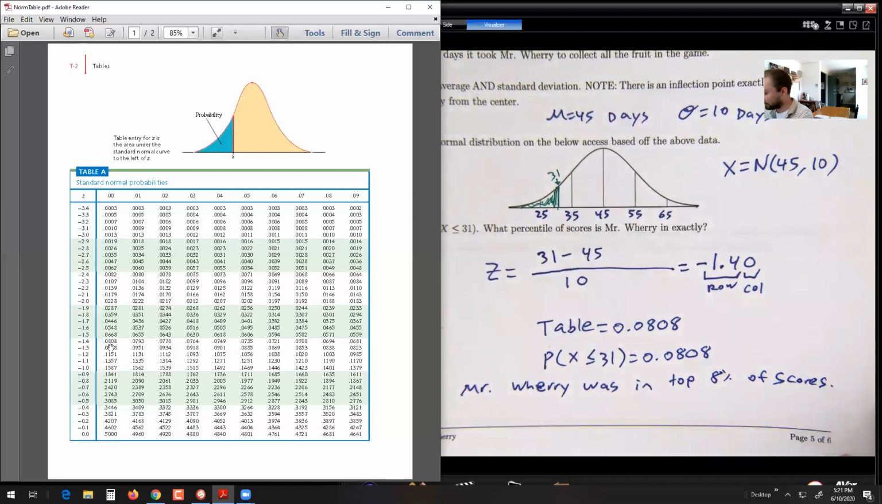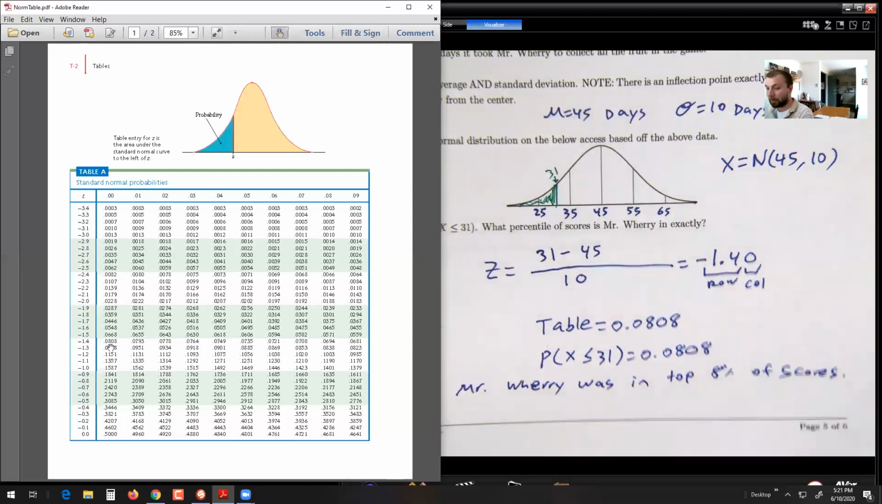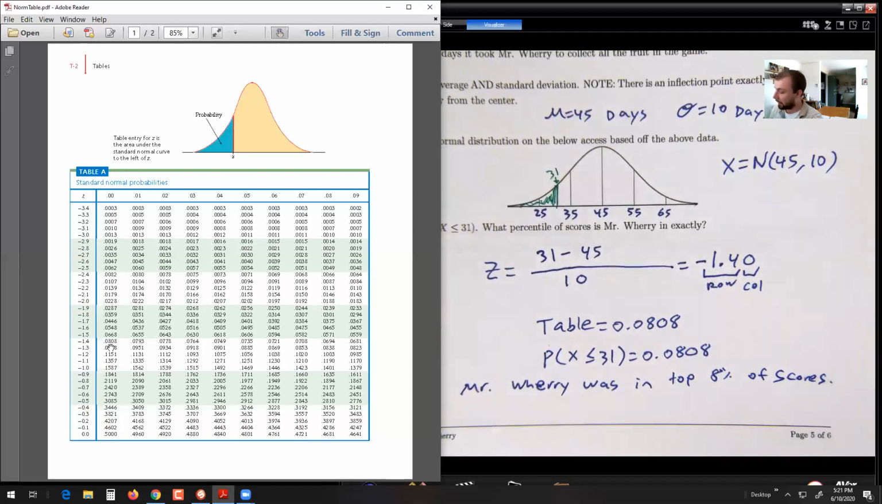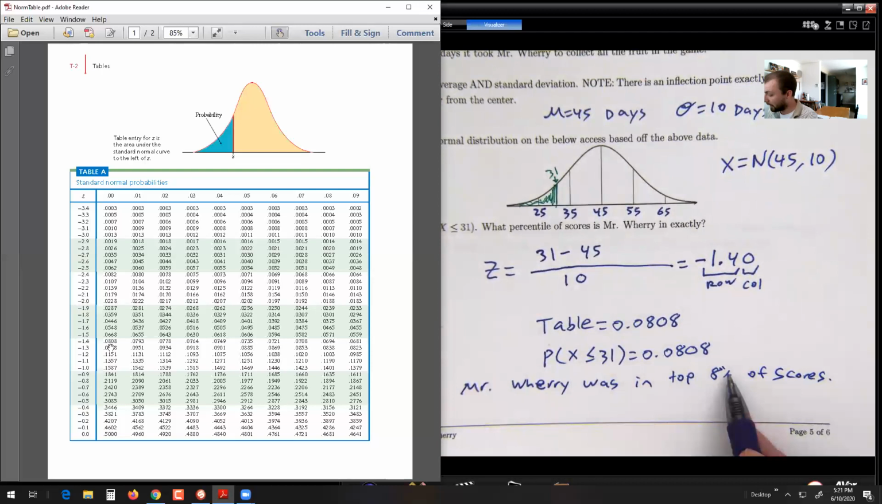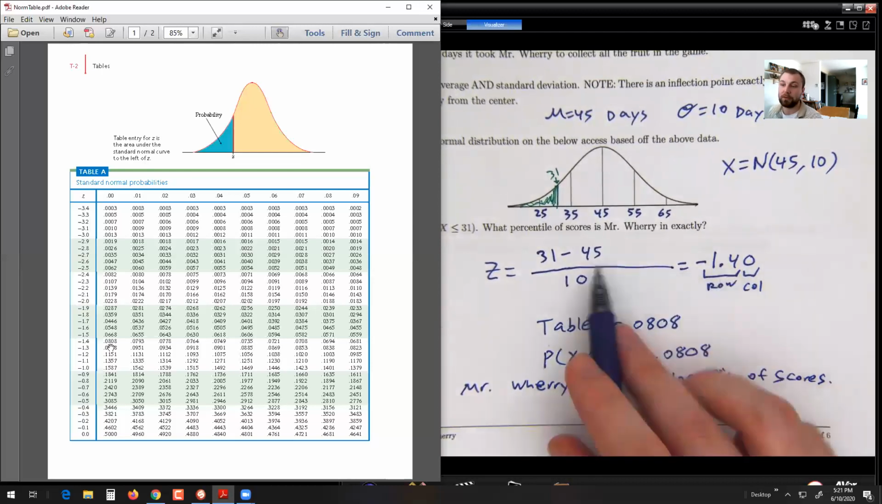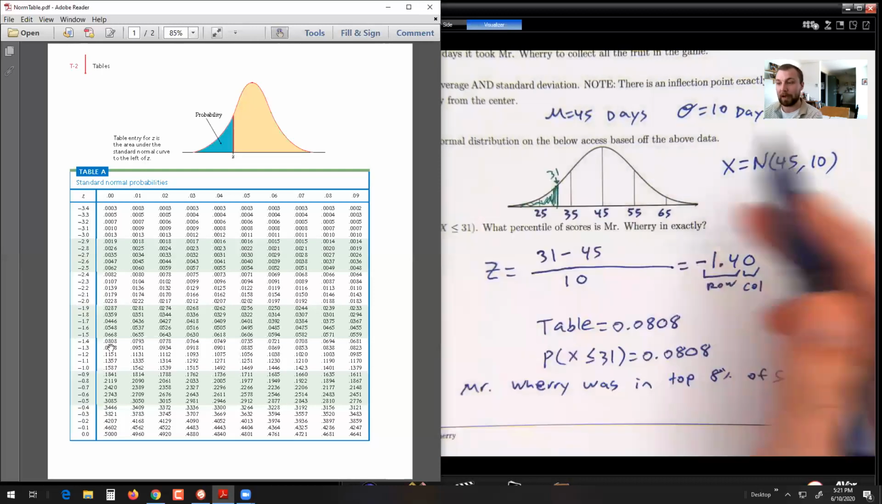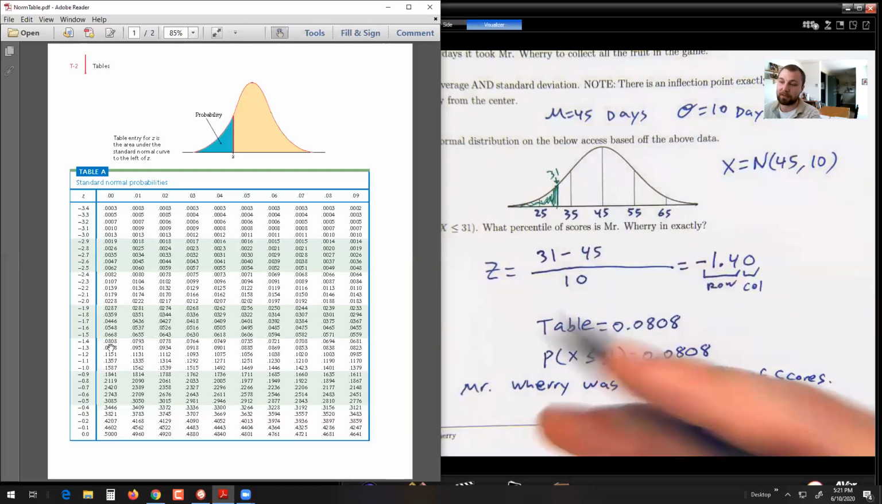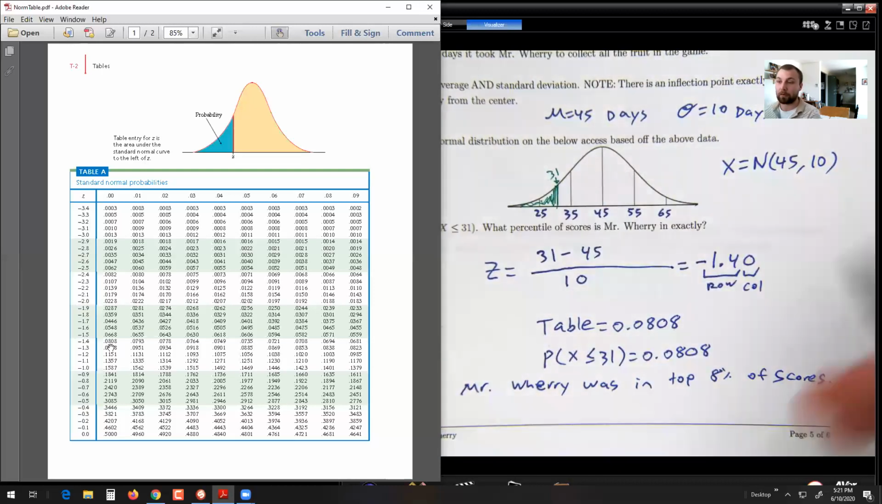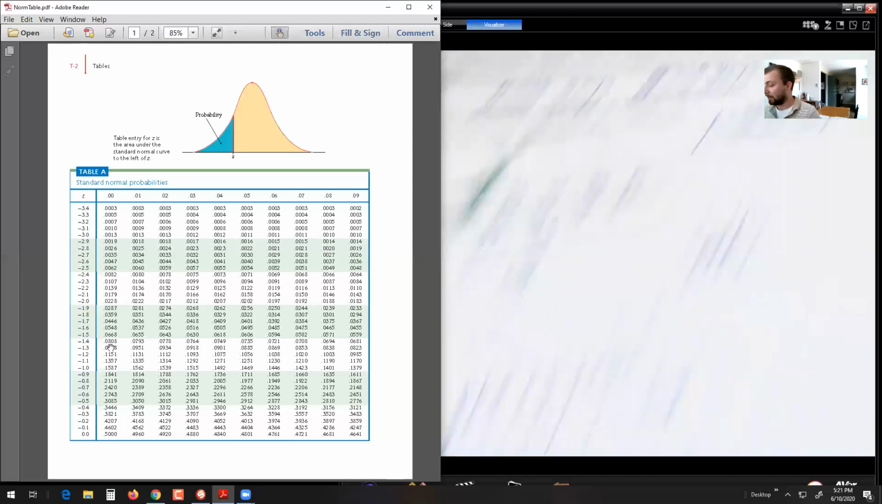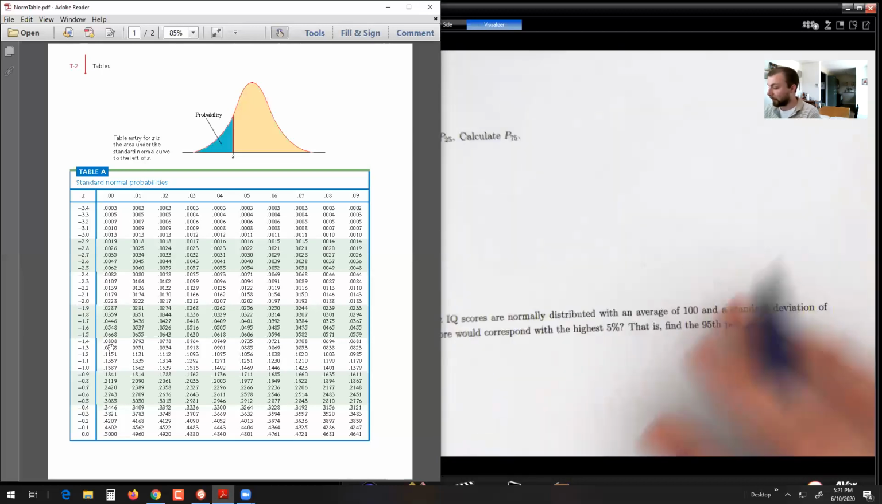Now, in some of these situations, you might actually want to go in reverse. So instead of knowing, say, the top 8% of scores, which is still usual, it's within 2 standard deviations. So this is hardly something to brag about. I might be curious, what does the top 1% of scores look like, or the top 5%? So let's see if we can answer some of those questions.